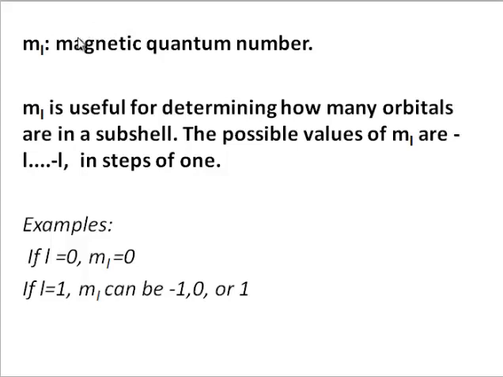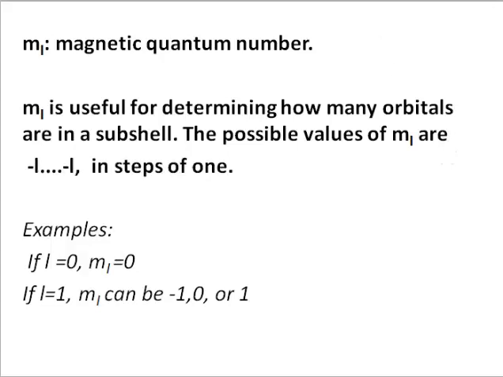The third quantum number is called m sub l. It's the magnetic quantum number. m sub l is useful to determining how many orbitals are in a subshell. The possible values of m sub l are negative l to l in steps of 1. Let me re-emphasize that. The possible values are negative l to l in steps of 1. So let's look at our examples again. If l is 0, m sub l is 0. If l is 1, m sub l could be negative 1, 0, or 1.